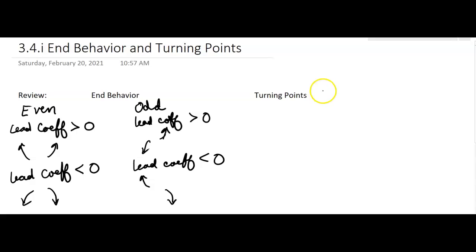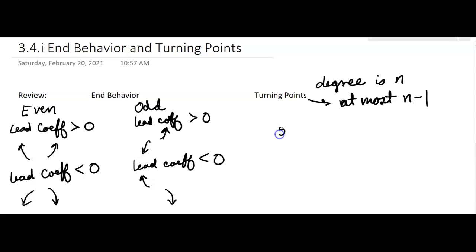So turning points, if the degree is n, then the turning points are at most n minus 1. You're not guaranteed to have that many turning points, but sometimes students go to graph and they're like, well, we don't know what it's really doing, so they just throw in a bunch of turning points. Well, there's a limit to how many turning points you can have.